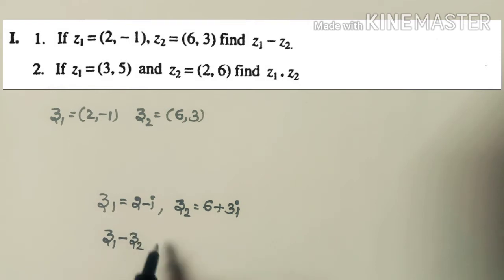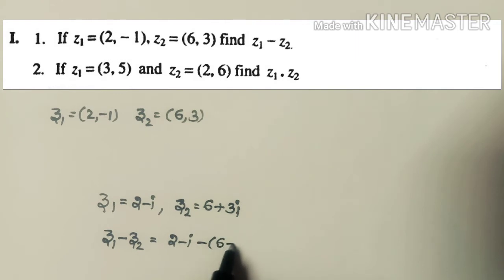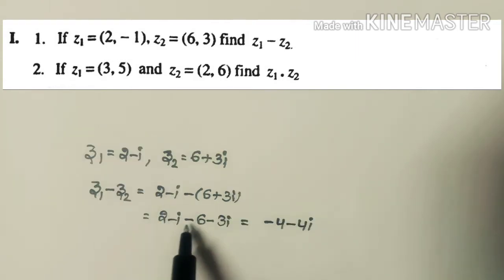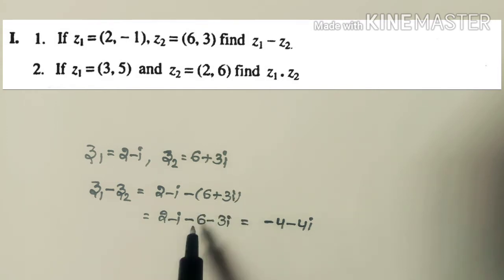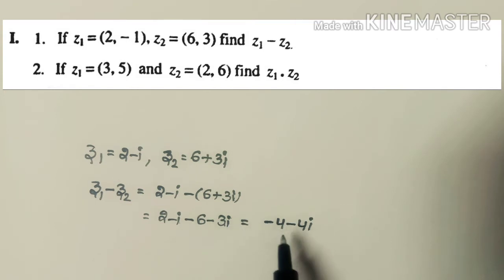So z1 minus z2 is equal to 2 minus i minus (6 plus 3i), and this is equal to 2 minus i minus 6 minus 3i, that is 2 minus 6, which is minus 4, and minus i minus 3i, which is minus 4i. That's all. The answer is minus 4 minus 4i.